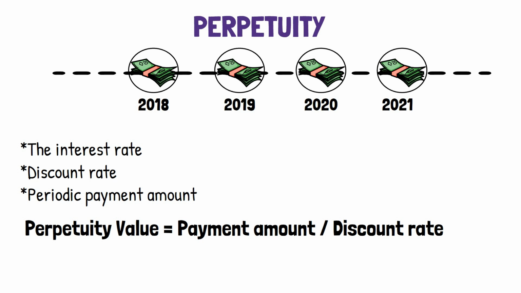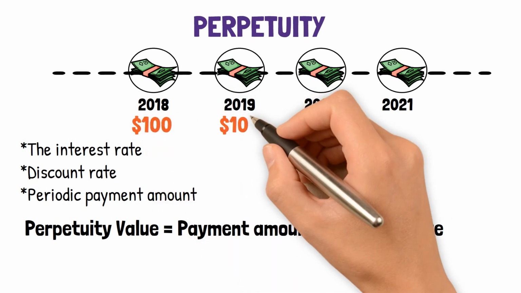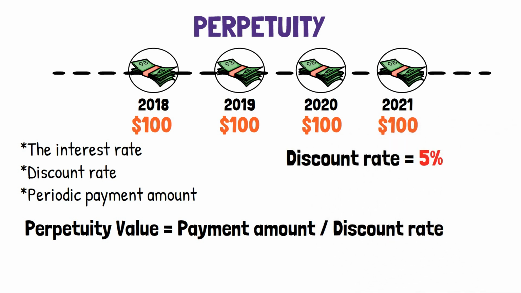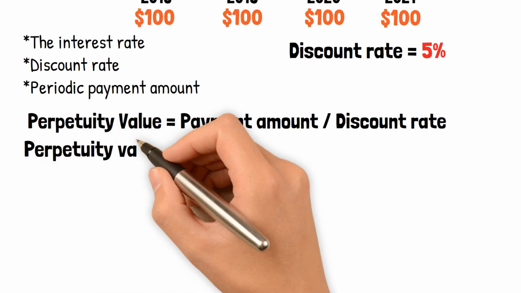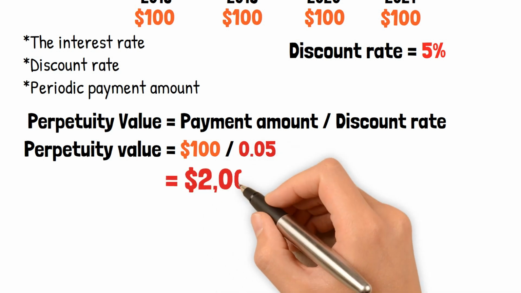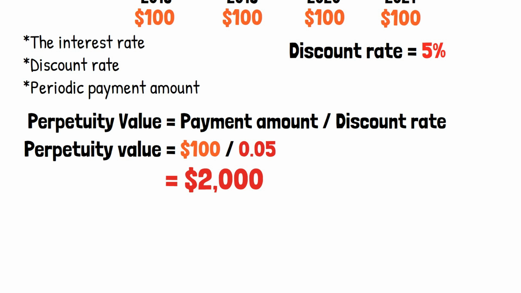For example, suppose you have a perpetuity that pays $100 every year, and the discount rate is 5%. The value of the perpetuity can be calculated as follows. Perpetuity value equals $100 divided by 0.05, for a total of $2,000. Therefore, the perpetuity is worth $2,000 and will continue to pay $100 annually, indefinitely.